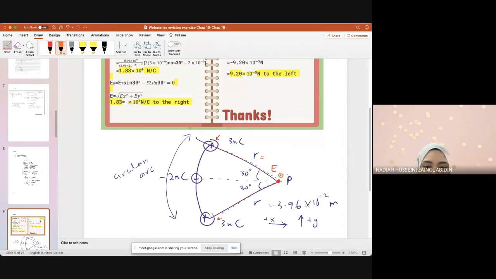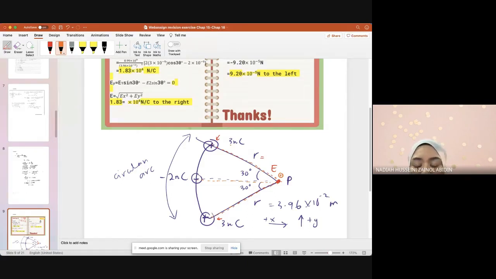Small test charge. Test charge is always positive. Jangan sesekali letak negative test charge. Okay, and then after you put the test charge, you connect to the place that you want to find. Remember, your direction of electric field is also the same direction as your force because they are related, because E is F over Q. So apa-apa direction F, that is the direction of E.